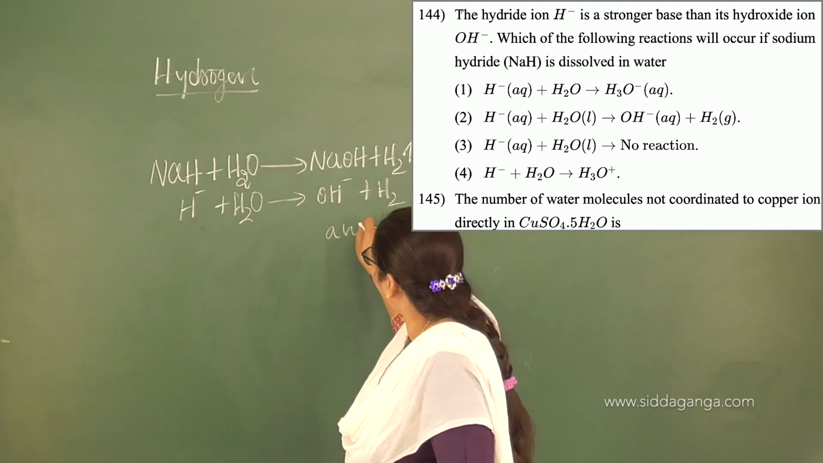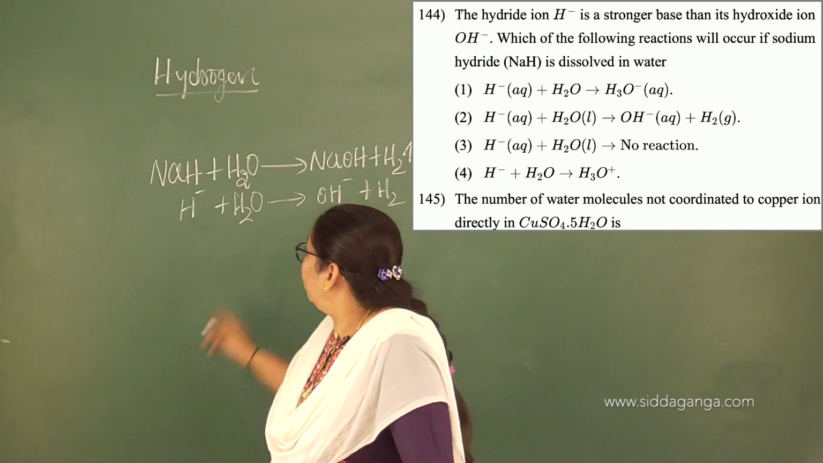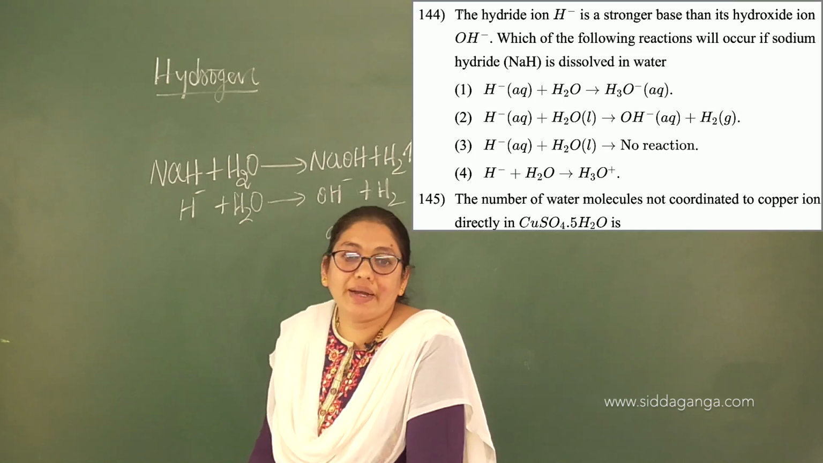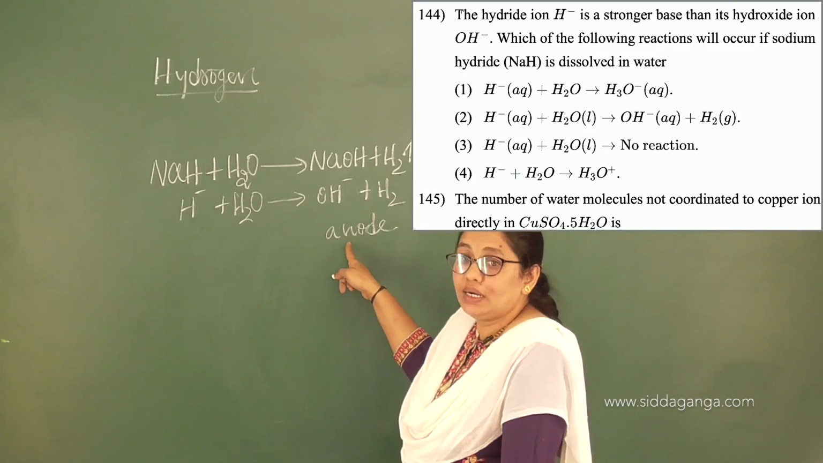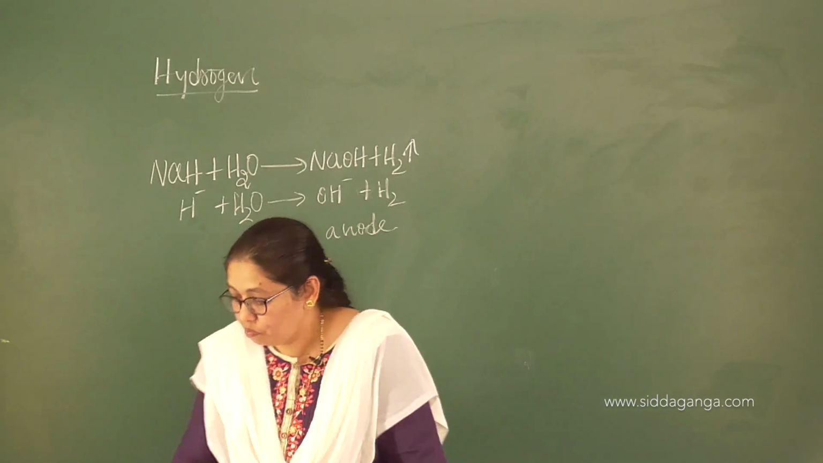That is one more important point. Name the gas liberated at anode during the hydrolysis or you can say electrolysis of these ionic hydrides. So what is the answer for that one? They release hydrogen at anode. Okay, remember this one. Yes, next one.